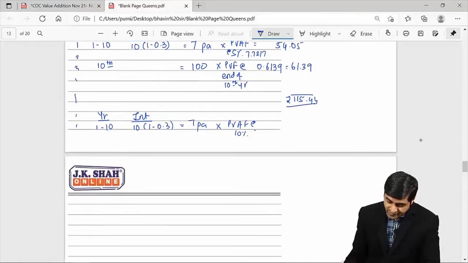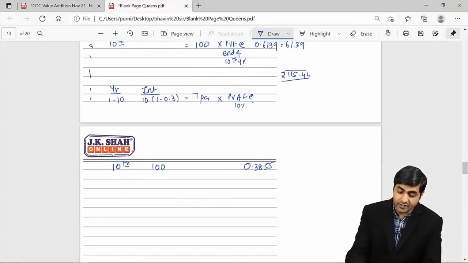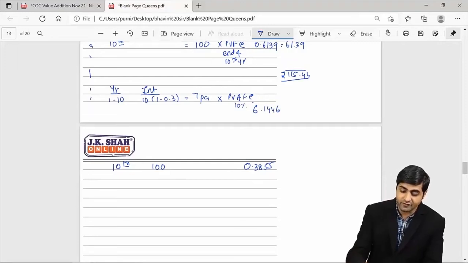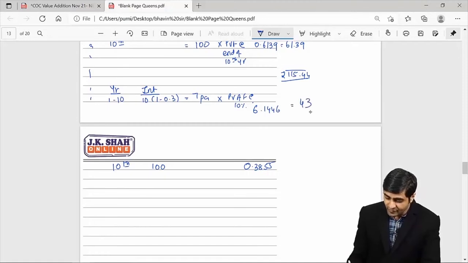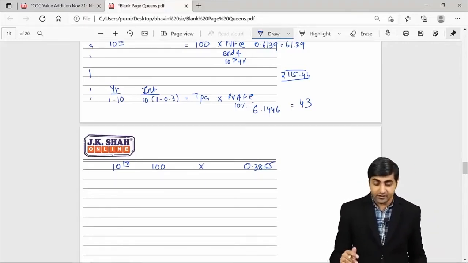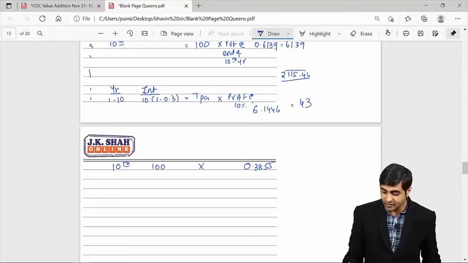So first of all, your PV factor at the end of the 10th year will become 0.3855, and the annuity factor will be 6.1446. If I take 6.1446 and multiply that by 7, that will give me around 43, and this 100, if I multiply that by the PV factor of 10% at the end of your 10th year, will now become 100 into 0.3855, so this will be 38.55.